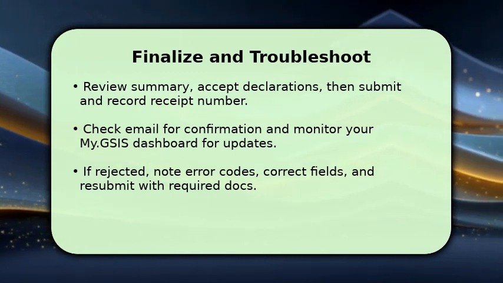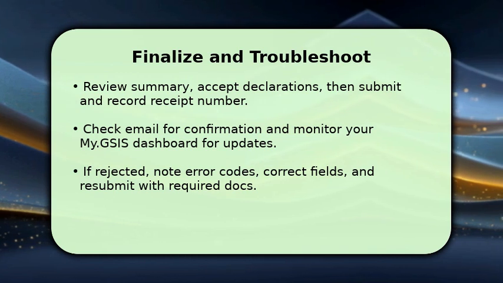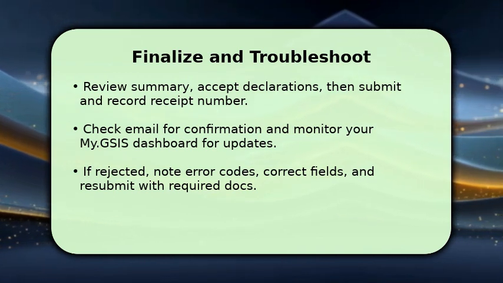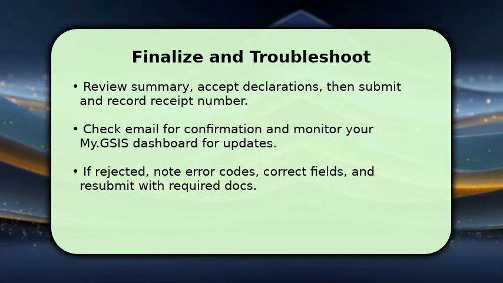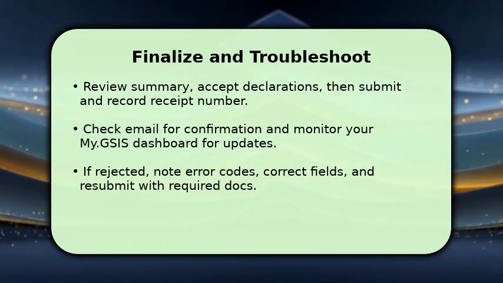If the application is returned or rejected, focus on the stated error code. Correct the exact field, replace any unreadable attachment, and resubmit promptly. This approach speeds approval and avoids delays.